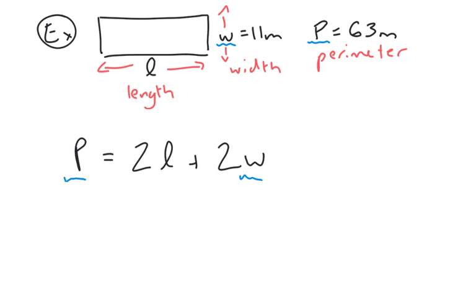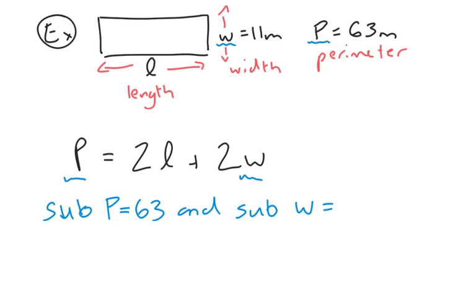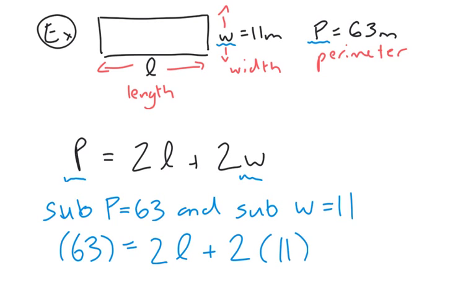I'm going to write sub P equals 63 and sub W equals 11. When I substitute in these values, I'm going to use brackets. So I'm going to put 63 in brackets over here. Everything else stays the same. And I'm going to put 11 over here where the W used to be.